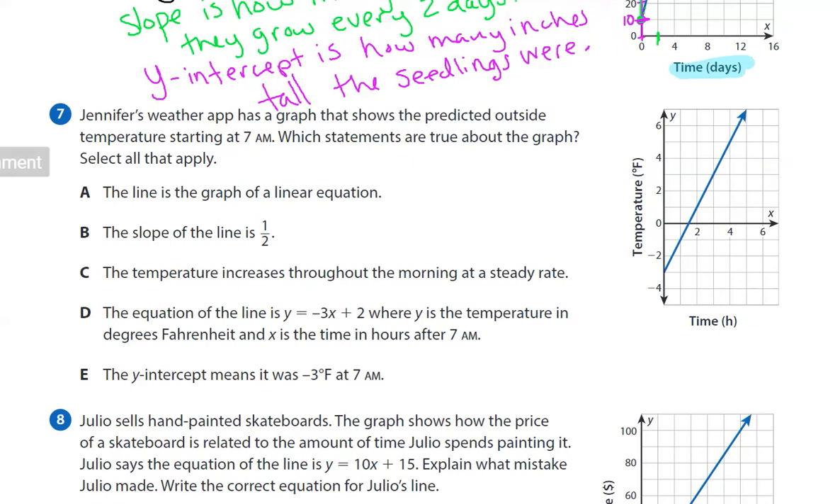A. The line is the graph of a linear equation. Well, is it a line? Then yeah, because a linear equation, it's a line. That's why it says line right here.